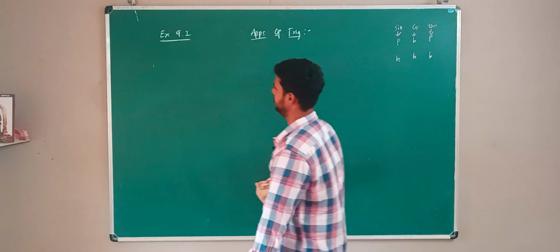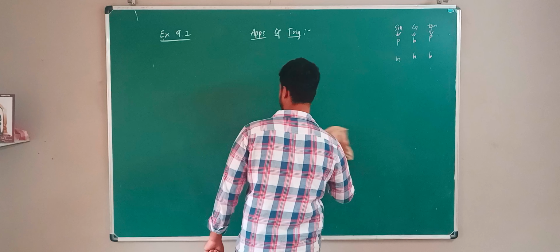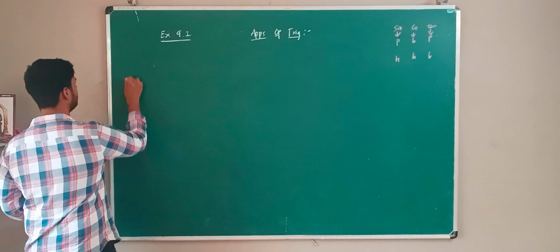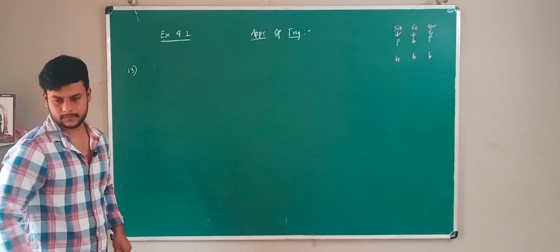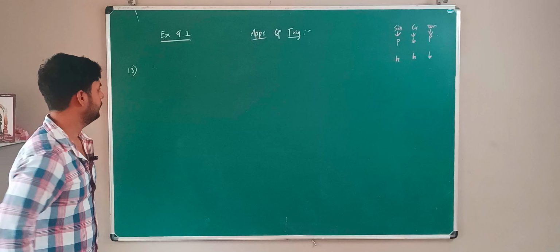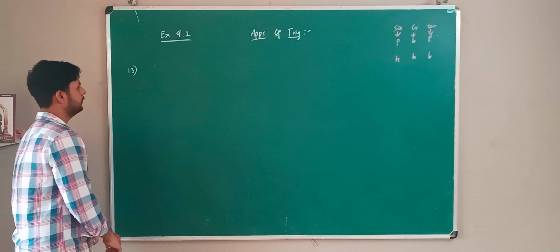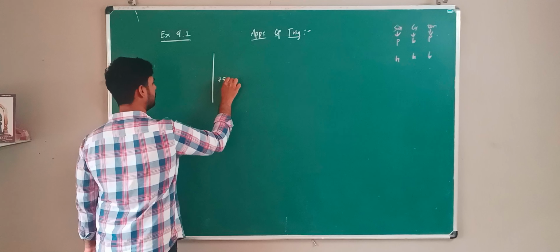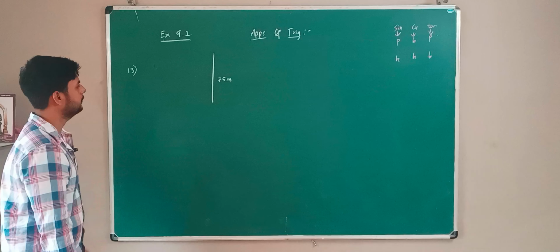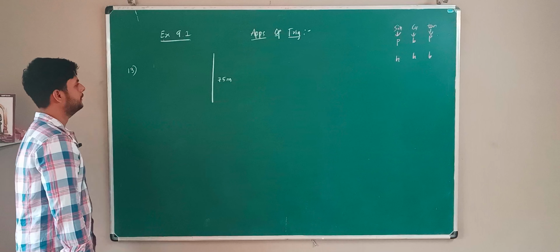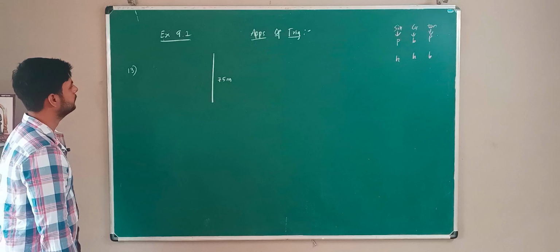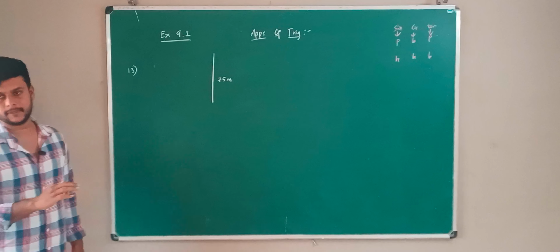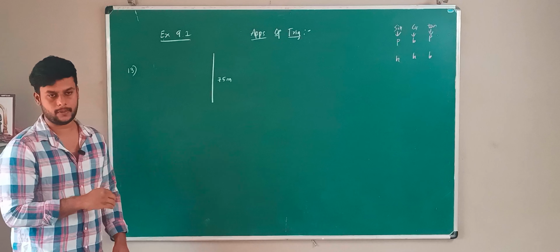Okay, next sum. Read. As observed from the top of a 75 meter high lighthouse from the sea level, the angles of depression of two ships are 30 degree and 45 degree. See, how the sum is framed, I will tell you first. Afterwards, I will explain how I will make it easy.